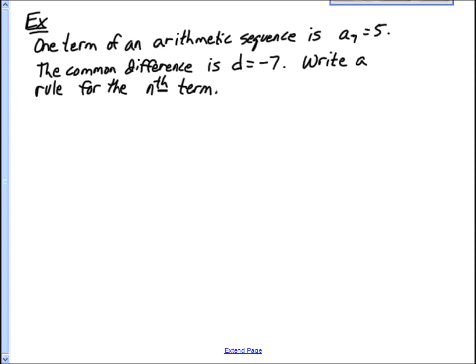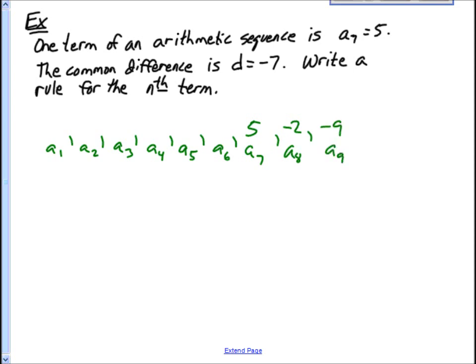If you're trying to make this visual, you're like, hey, I know that seventh term is 5, right? And the common difference is it goes down 7. So 5 minus 7: if it goes down 7, you know your eighth term would be -2, then it'd be -9, and so on. And you could keep going with that. We're trying to write a rule for the nth term. So first step, well, we know the common difference.